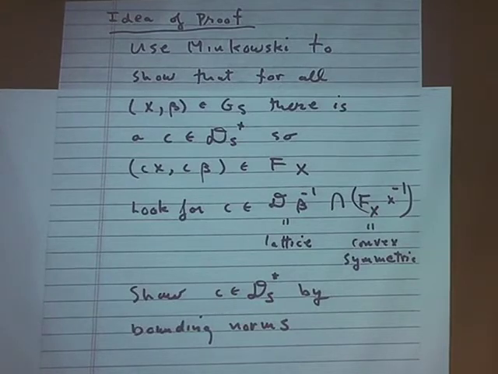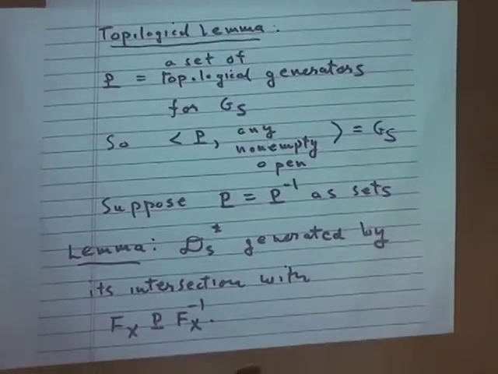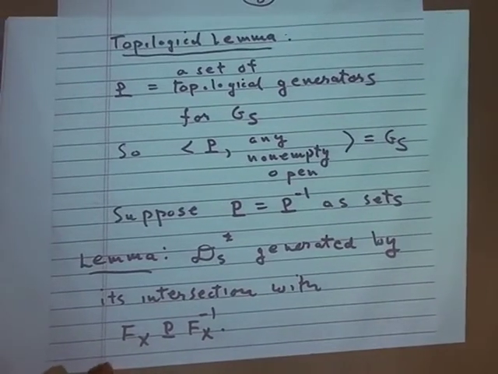And now let me just finish with the last topological lemma. So what have we got here? We've got a fundamental domain for the action of D sub S on G sub S. And this is a really neat topological lemma that I think can be used in lots of different ways.